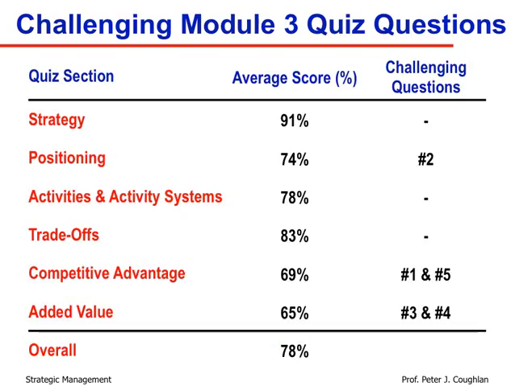Now, as you can see, I've broken up the different quiz sections and the average score, in terms of percentage of points students scored out of the possibility in each of the 6 different sections of the quiz. And you can see that the challenging questions, as well as the lower overall average score, were in the positioning portion of the quiz, the competitive advantage portion, and the added value.